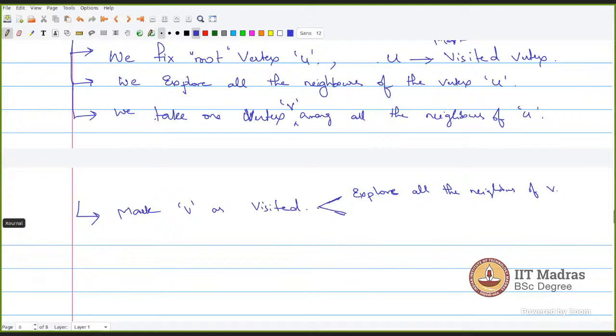Okay. Mark. So we explore all the neighbors of vertex U. Now what happens is, once you explore all the neighbors of vertex U, you also mark all the vertices you explored as visited vertices. Okay. So this comes in below.